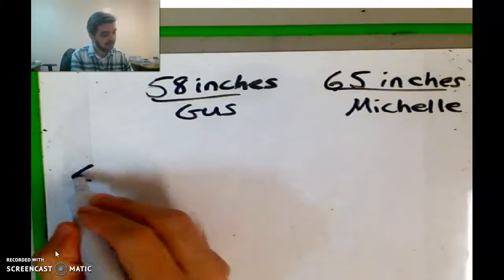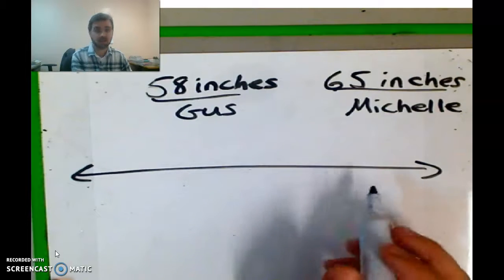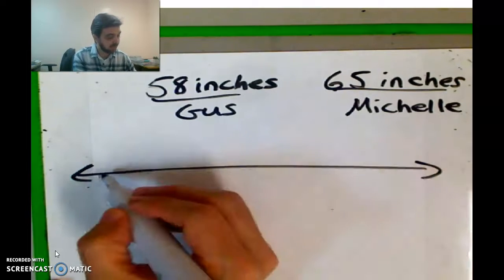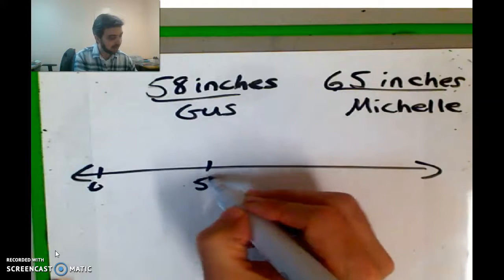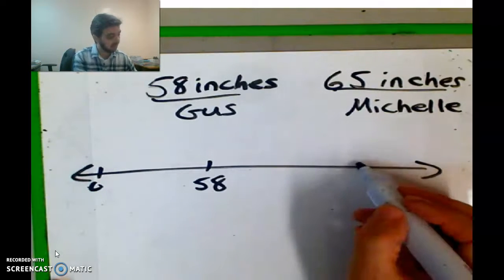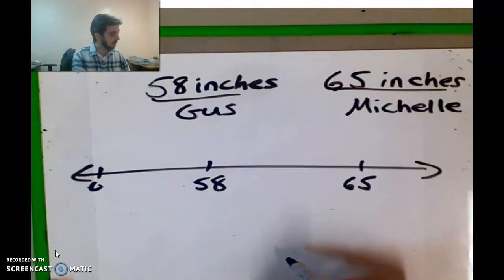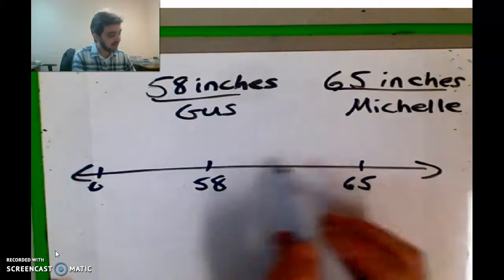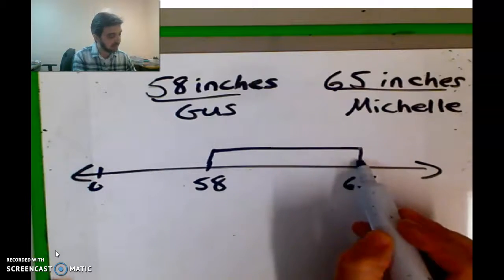So number lines can be an awesome way of thinking about that, all right? Because what I can do is I've got 0 wherever, and let's say I've got 58 here. It's an open number line. It means I can put things wherever I feel like. And I'm going to put 65 here. So now what I want to do is figure out what's the distance from 58 all the way to 65.